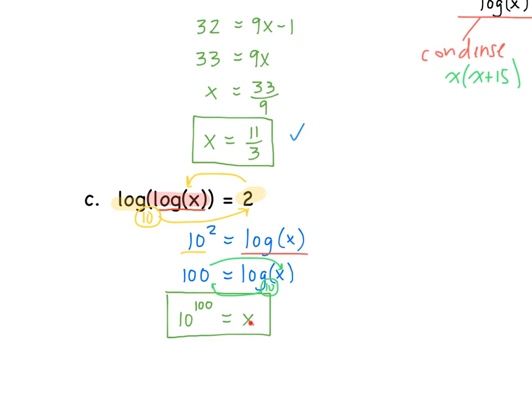Now, if we were to throw this into our calculator it might very well scream at us. You might have to listen carefully. But we can leave our answer as 10 to the 100. That's a 1 with 100 zeros. That's quite a lot. All right.